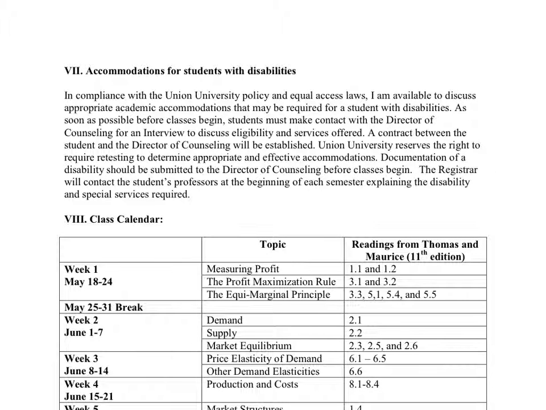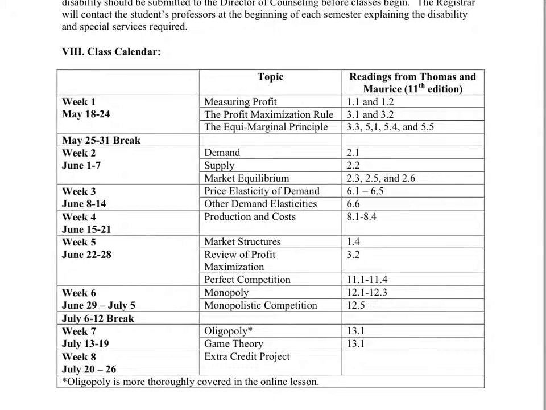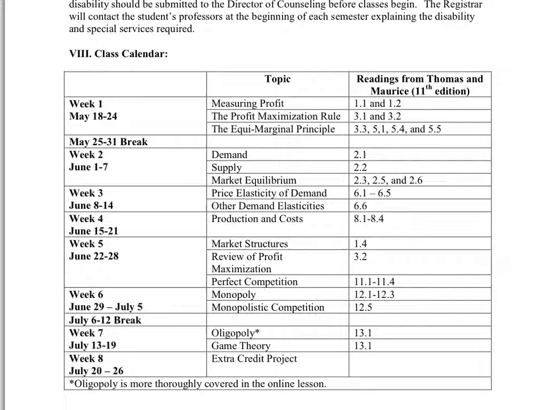And then the last page of our syllabus contains the class calendar. You're getting ready to start the first week, and you'll see that the topics that are on Moodle, measuring profit, the profit maximization rule, the equimarginal principle, are all covered in the Thomas and Maurice book, and I give you the appropriate sections there. So some students choose to read first and then do the online activities. Others prefer the online activities first. It really doesn't matter, just as long as you're getting a good dose of both.